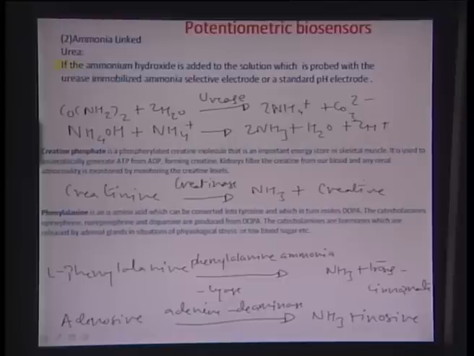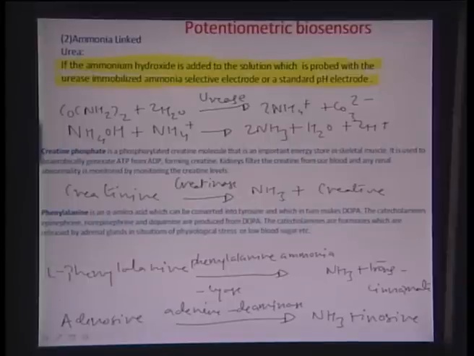that instead of chloride you use the corresponding hydroxide. So, if the ammonium hydroxide is added to the solution which is being probed with the urease immobilized, and urease, if you recall, is the enzyme which is able to catalyze urea into NH4 plus and CO3 2 minus, as we just did in the last slide earlier. So, this urease immobilized ammonia selective electrode or a standard pH electrode would be able to very well define the amount of ammonia in equilibrium with the ammonium hydroxide solution. So, instead of chloride we are using a hydroxide here.